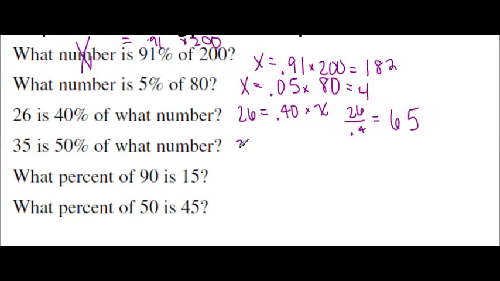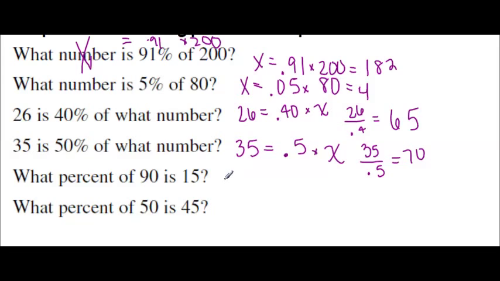Same type of thing. This one's just 35 equals 50% times what number? So this time I'm going to divide 35 by 0.5, and it gives me a final answer of 70. So basically 35 times 2 is what number? 70. 50% is either the same as dividing a number by 2 or multiplying a number by 2, depending on what direction you are going.